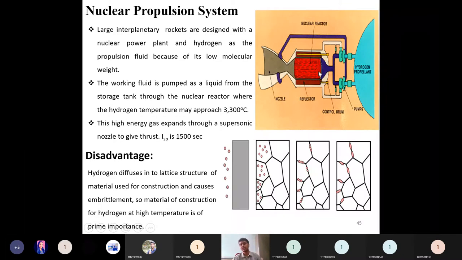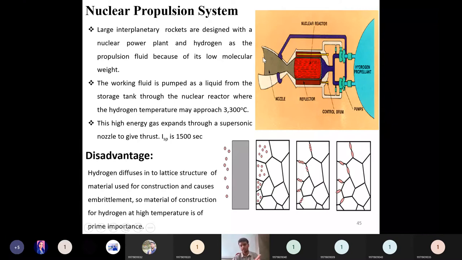In this reactor, the hydrogen temperature will be nearly 3300 degrees centigrade, so that much high temperature will be attained. After heating, the flow becomes supersonic. You have seen in the fluid mechanics course that Mach number greater than 1 is supersonic, less than 1 is subsonic, and equal to 1 is sonic. Depending on the Mach number, we divide the flows into three types: subsonic, supersonic, and sonic flow. The gas is highly expanded through the nozzle into the supersonic region, and due to this a maximum amount of thrust will be produced.